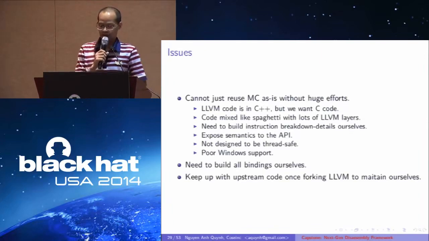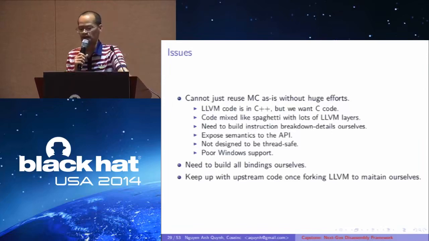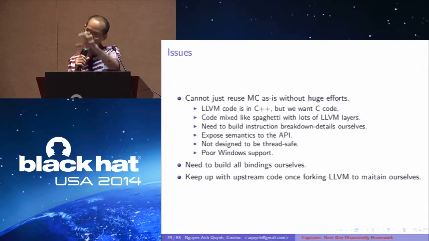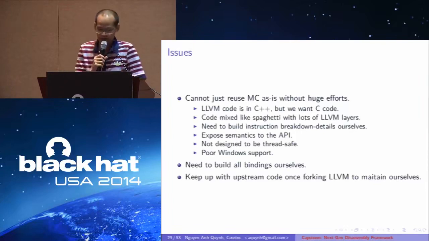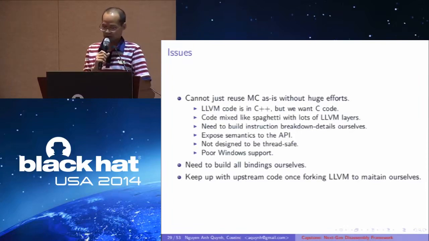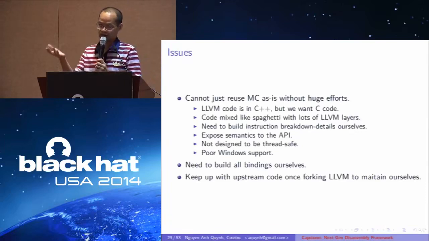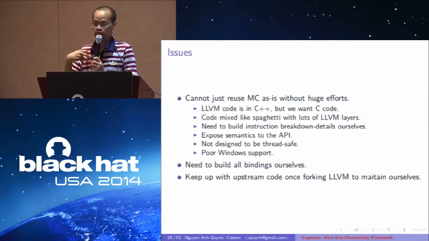And inside MC, the code is mixed like spaghetti with a lot of LLVM layers. It's not cleanly separated. You cannot just take it out. If you want to take MC, you need to take a lot of other things together, because the code is mixed like spaghetti inside. And the disassembly inside MC only gives the output as assembly instructions. They don't have an instruction details breakdown. So we need to build that ourselves.